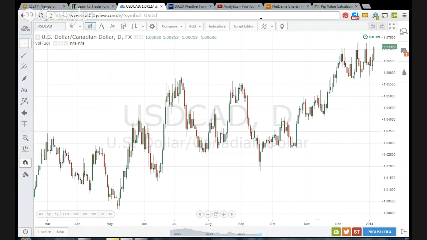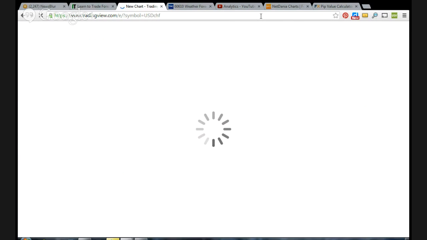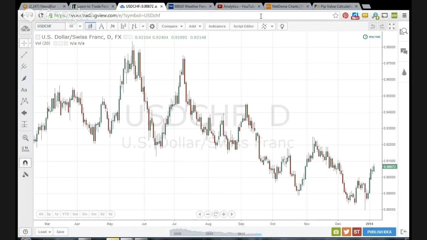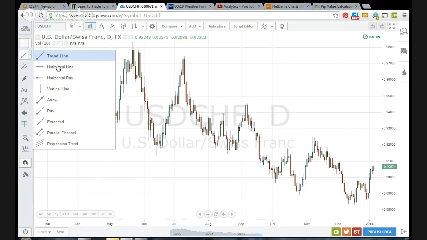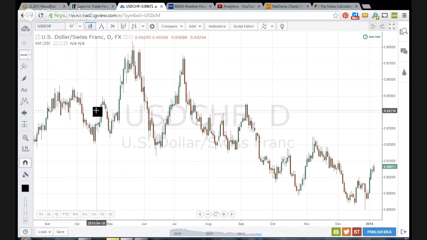Dollar Swiss. Hmm. Well, here, are we? Now I have a euro dollar position already on, and euro dollar and dollar Swiss are incredibly correlated. So I really wouldn't want to trade them both at the same time.